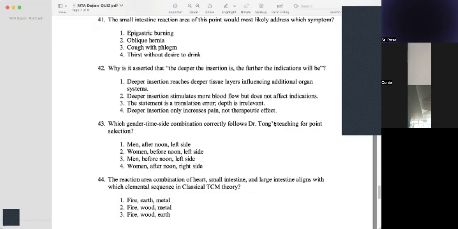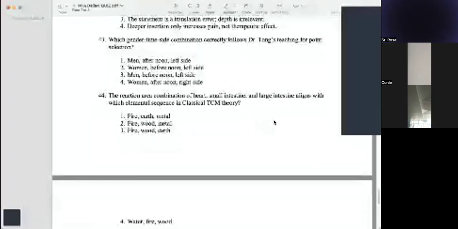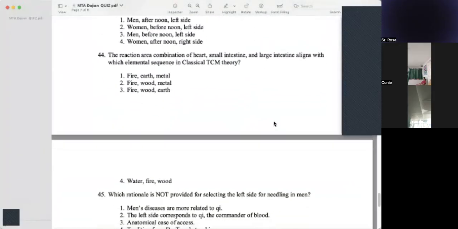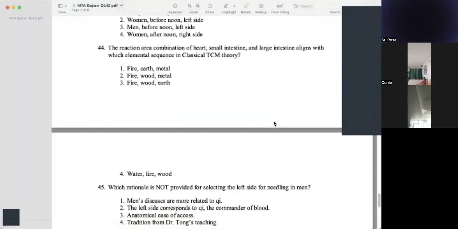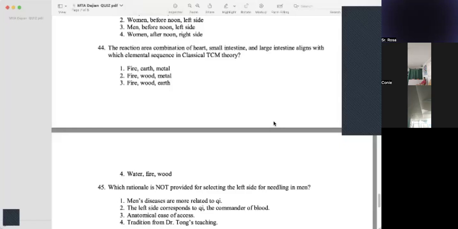Of course. Which gender, time, side combination correctly follows Dr. Tung's teaching for point selection? Man before noon, left side. Ang galing. Okay. The reaction area combination of heart, small intestine, and large intestine aligns with which elemental sequence in classical TCM theory?